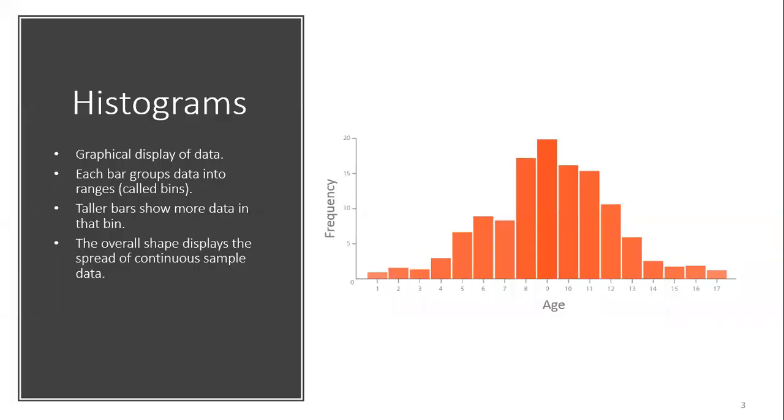Histograms. A histogram is a graphical display of data using bars of different heights. In a histogram, each bar groups numbers into ranges called bins. Taller bins show that more data falls within that bin, and the overall shape displays the spread of the continuous sample data.